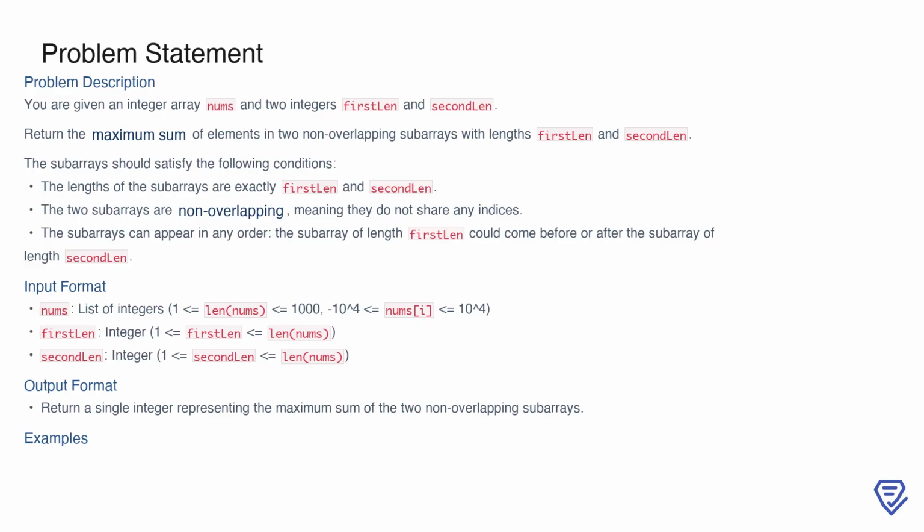The input consists of the array nums and the lengths firstLen and secondLen, while the output is a single integer representing the maximum possible sum of these two subarrays. The array nums has a length between 1 and 1000, and its elements range between -10,000 and 10,000. The lengths firstLen and secondLen are both positive integers that fit within the bounds of nums. Let's now explore some concrete examples to better understand how this works.